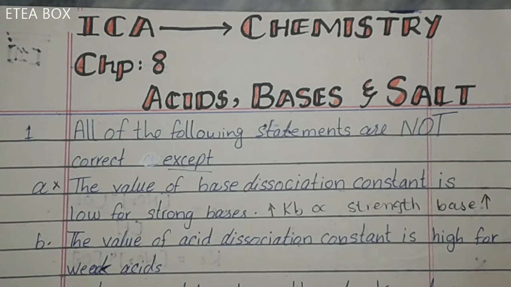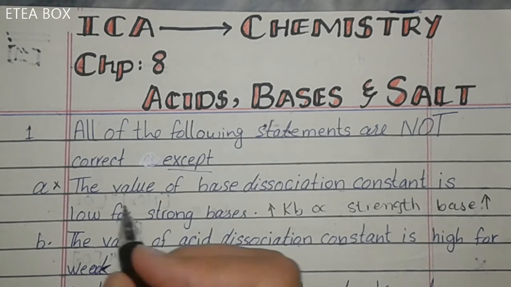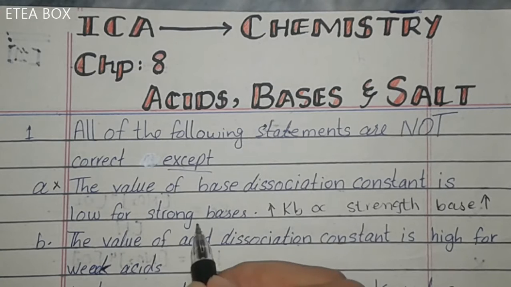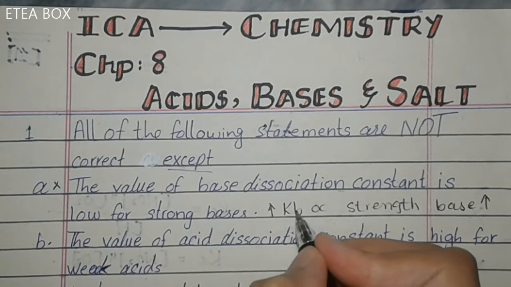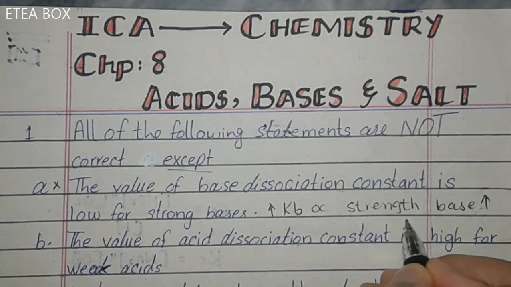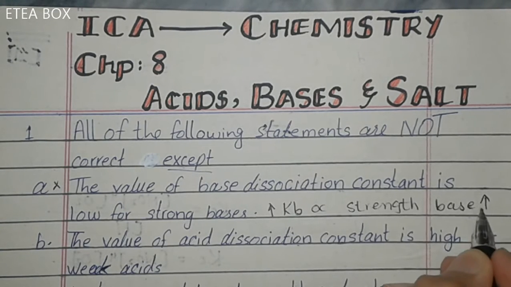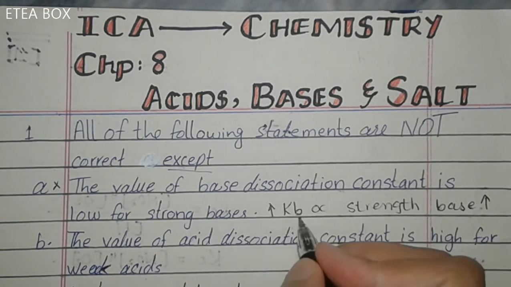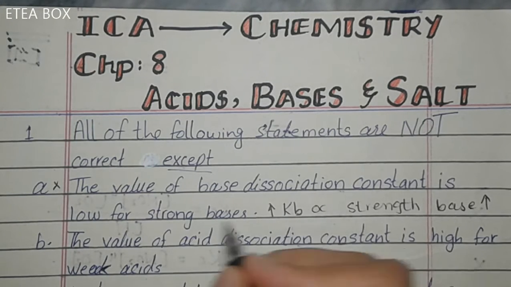So first MCQ is, all of the following statements are not correct except. So we have to find the correct statement in these options. Okay. The value of base dissociation constant is low for strong bases. So look here, Kb is directly proportional to strength of bases. Okay. So it means that when base is stronger, then the Kb will be higher. So this one is wrong.